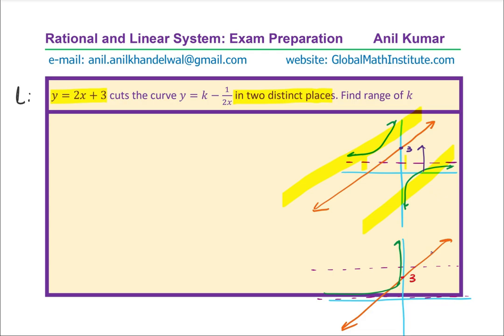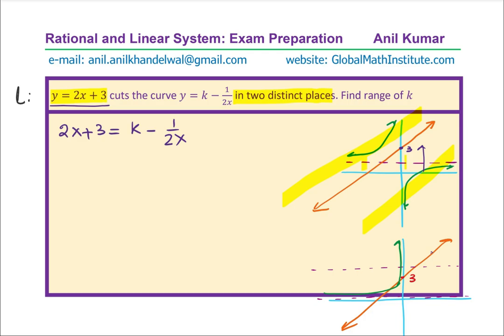So there are a couple of ways. We could equate these two, y equals 2x plus 3, and solve for 2x plus 3 equals k minus 1 over 2x. Now in that case, we'll get a quadratic equation. And we know the solution of a quadratic equation can be two if b squared minus 4ac is positive. So let's do it like that.